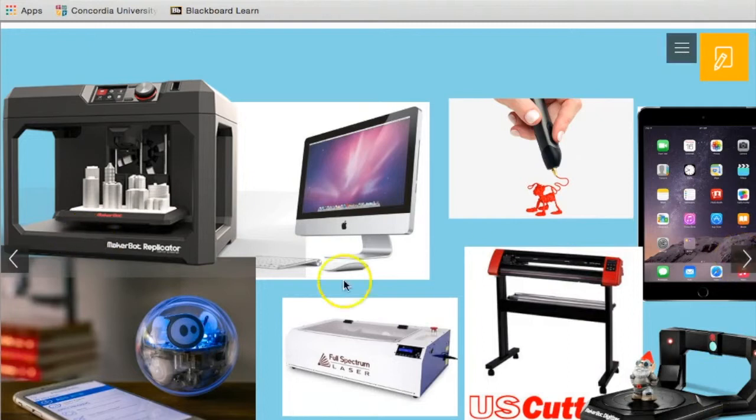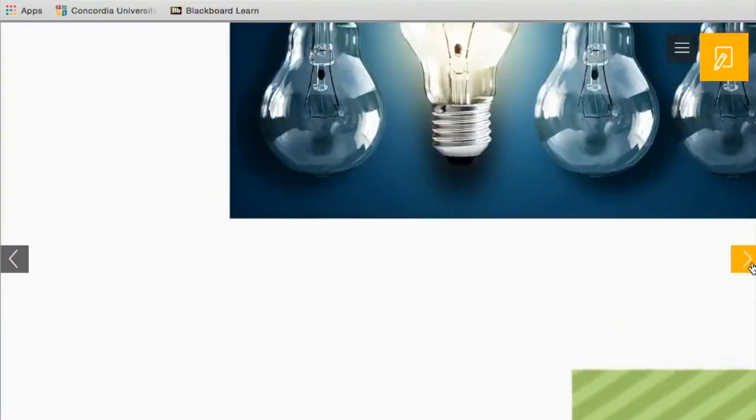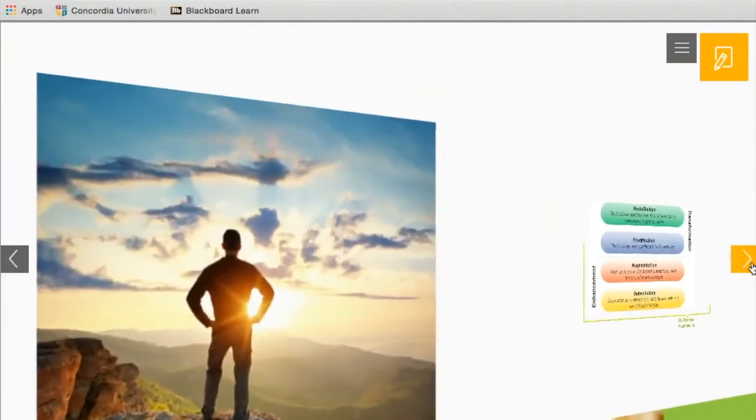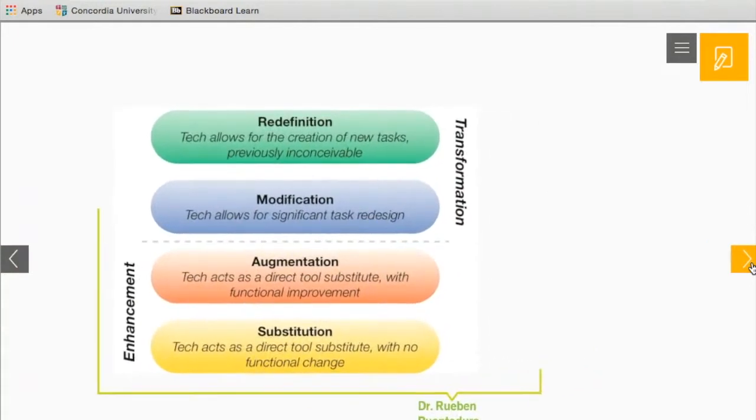So with that, the question becomes, how do we best use this technology, and how do we improve our students' engagement and improve the learning through the use of that technology? One way to think about how we utilize that technology is through the SAMR model. SAMR stands for substitution, augmentation, modification, and redefinition.